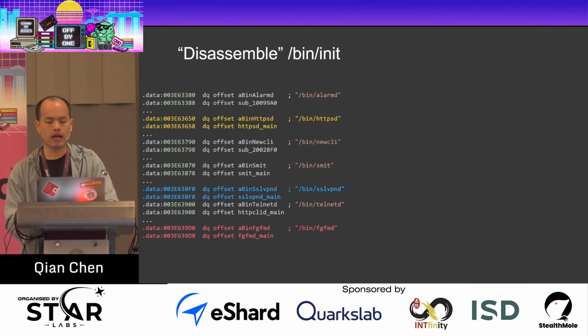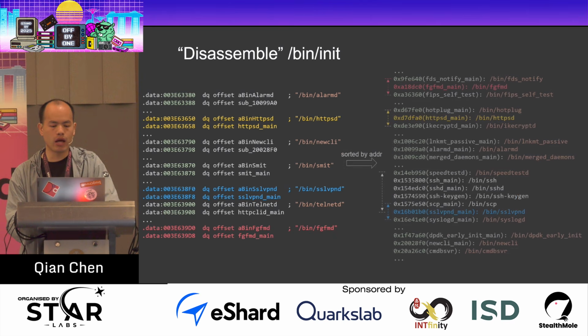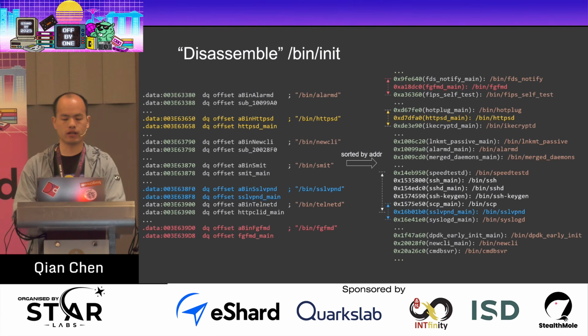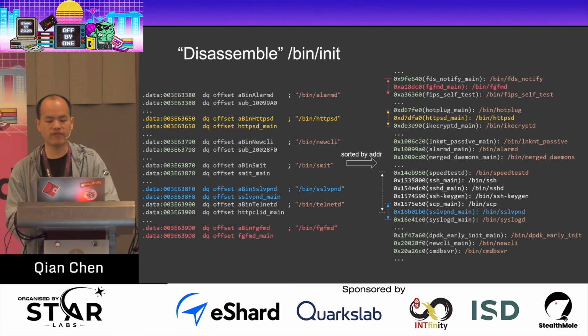Based on this assumption about code organization, we can leverage the binary main table in init to identify component boundaries. By sorting the main function addresses of each component from low to high, we can determine the appropriate code range of each component based on the address of its adjacent component's main function.